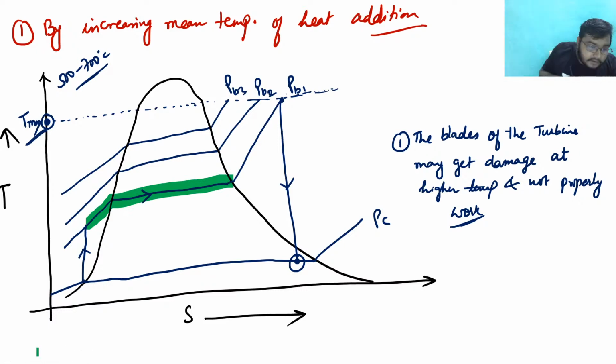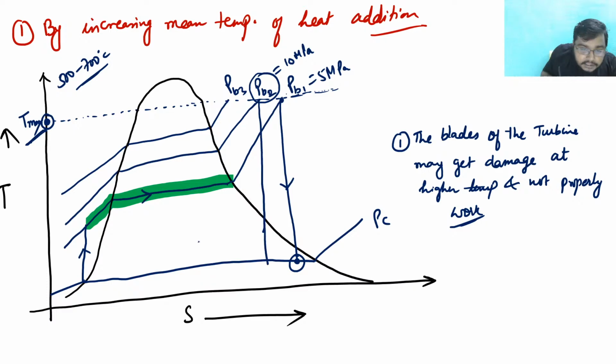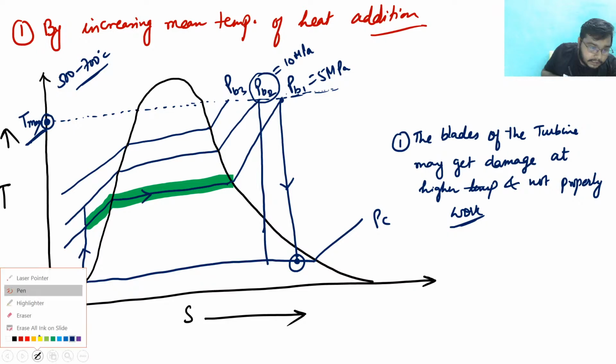But see, when I have increased the boiler pressure, suppose this is 5 megapascal and this is 10 megapascal, right? So when I have increased the boiler pressure, what is happening? See here, when I have increased the boiler pressure, then I am getting it like this.